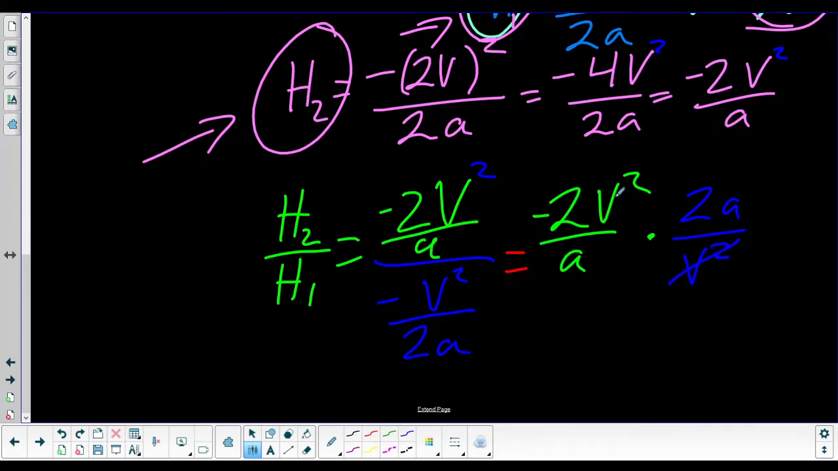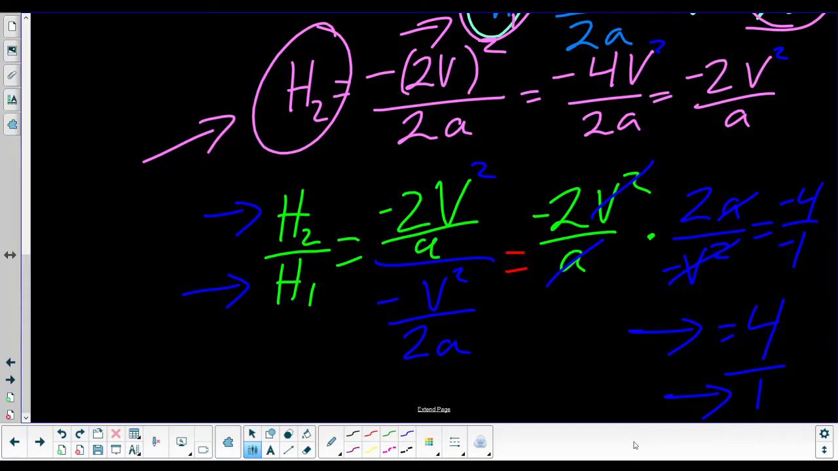So the v squared cancels the v squared, the a cancels the a, the negative should still be there. And then negative 2 times 2 over negative 1 is negative 4 over negative 1, which is 4. Okay, we might even want to leave it as 4 over 1. What this is telling us is that h2, the new height, is 4 times h1, the original height.